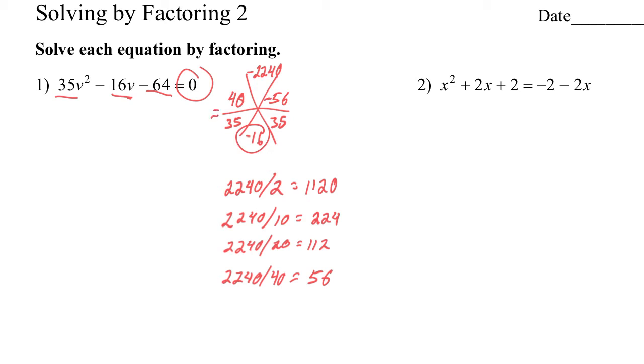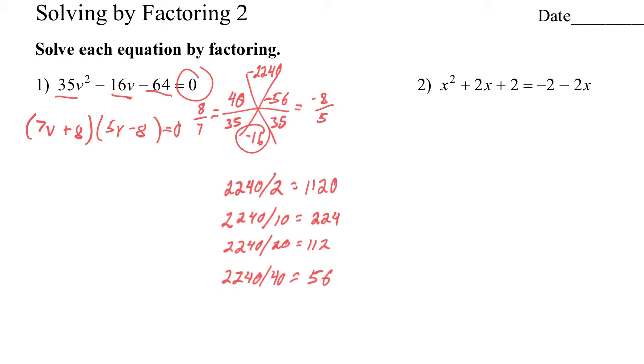Then we need to reduce these side fractions. 40 over 35 can both be divided by 5. So that's going to be 8 over 7. And 56 over 35 can both be divided by 7. So that's going to be negative 8 over 5. So now I have my side fractions. Now I can write my binomials. We have 7v plus 8 and 5v minus 8. Set those both equal to 0, solve them, and we have our answers.